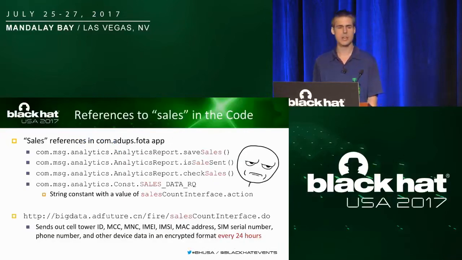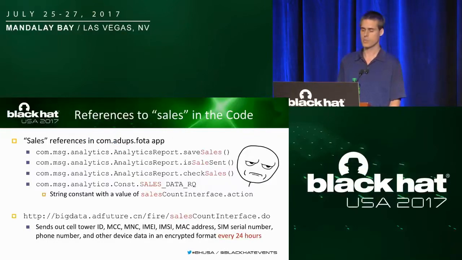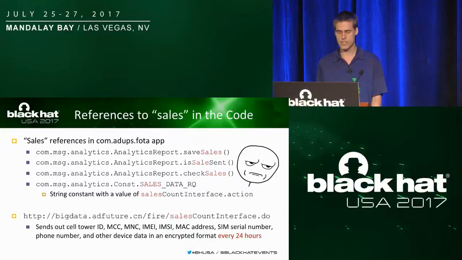Also, looking at the actual application code, we noticed that there were references to sales, in some of the fully qualified method names as well as a string constant. And at the bottom, there's a URL, which is salesCountInterface.do. We noticed this in a blue Grand M device, which we tested in May, and also a blue Life 1 X2 device. When it contacts this endpoint, it sends out the cell tower ID, mobile country code, mobile network code, IMEI, IMSI, MAC address, SIM serial number, and the phone number, and it encrypts them before it sends them to the web server in China.